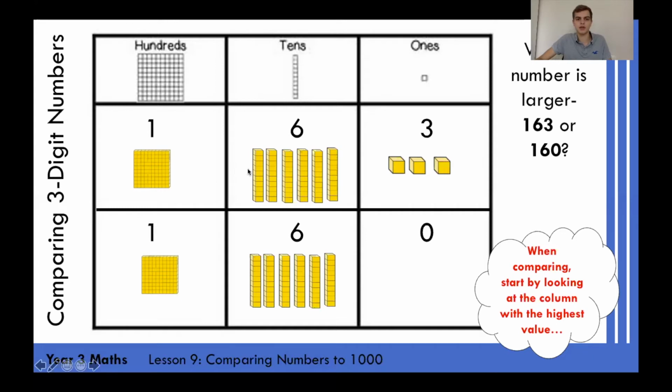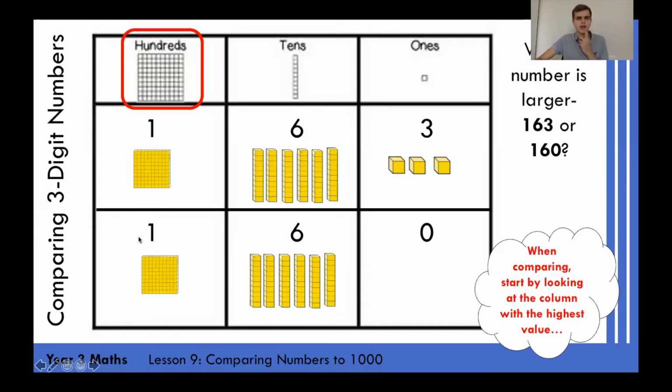163: 1 hundred, 6 tens, 3 ones. 160: 1 hundred, 6 tens, no ones. And I remember that top tip. When comparing, start by looking at the column with the highest value. And you told me again that it was hundreds. So I'm going to start with my hundreds. I'm looking for the larger number. Okay, hundreds. This number's got 1 hundred. This number's got 1 hundred. So these numbers are equal in the hundreds column.